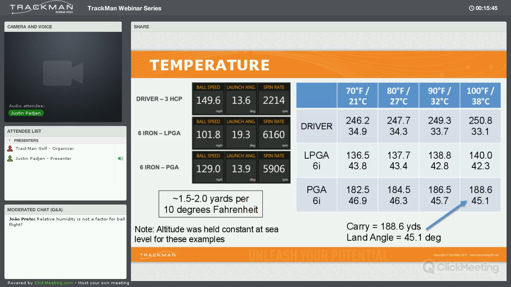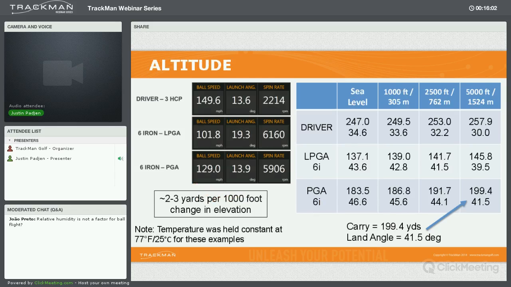All right, so again, it's not always going to be that. It's much better if you have somebody go through a find-your-distance process and then you run the numbers for that particular person. But if we just have to come up with something very rough, a yard and a half to 2 yards per 10 degrees Fahrenheit.